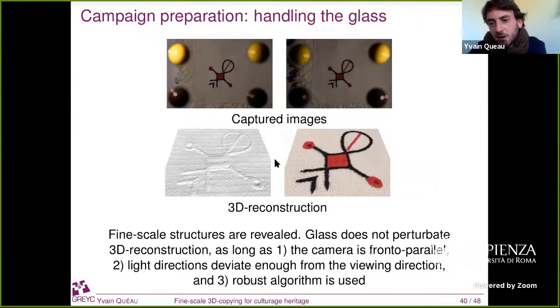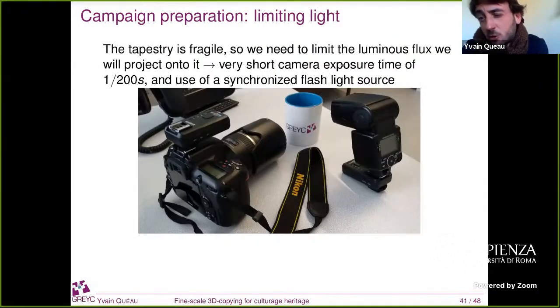And most importantly, we were able to cope with the presence of the glass between the camera and the object, at least as long as the camera is fronto-parallel to the glass, and we put the light sources far enough from the optical axis so as to limit the amount of reflections on the glass. In this case the reflections are rather limited, and they can be coped with by using the robust algorithms that I discussed previously. So, glass problem solved.